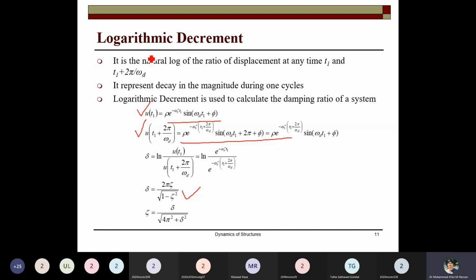So it means that from the logarithmic decrement, if you know the first and the second displacement, you can determine this difference of amplitude, delta, and this is the zeta value. If you know the delta, you can compute the damping ratio also by delta over the square root of 4 pi square plus delta square.